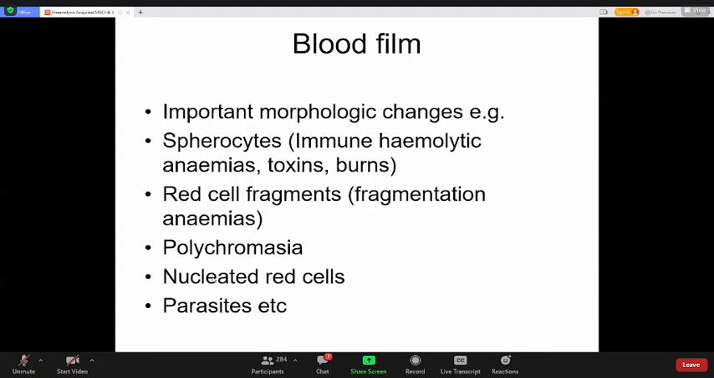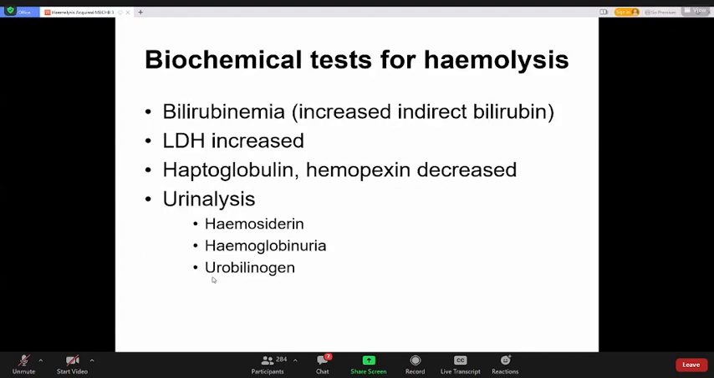And then nucleated red cells is also a bone marrow response, where it extrudes nucleated red cells into circulation as a response to the immune hemolysis, or any other type of hemolysis, when the erythropoietic capacity is overtaken and nucleated red cells are extruded into circulation to try and compensate for the red cell destruction.